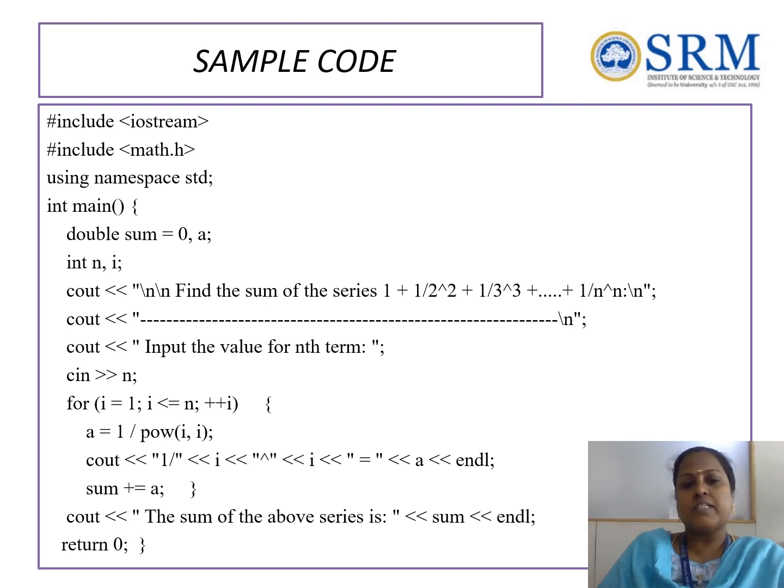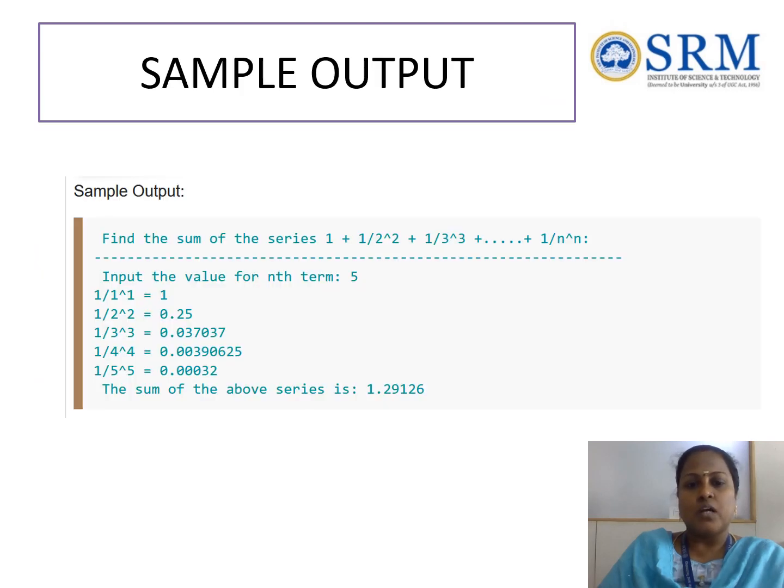Then the second iteration begins. The I value is increased by 1. So 2 less than or equal to 5, the condition is again satisfied. Again 1 by pow of 2 comma 2 is calculated. This process is repeated until the I value is less than or equal to 5. When the I value is greater than 5, the loop condition fails. So 6 is not less than or equal to 5, the condition is failed, and this process is terminated. This is the sample code. For this sample code, you will get the sample output like this. This is interview question 1.